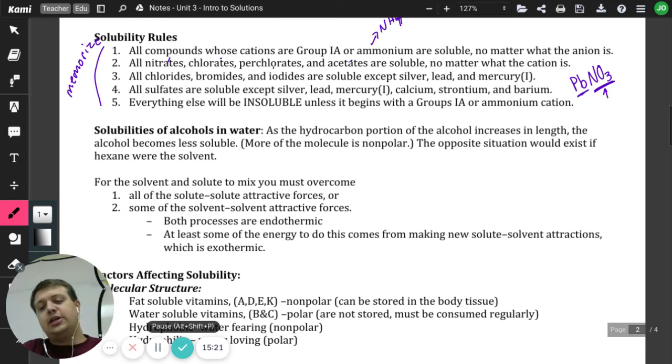And some of that energy is then going to be used to make those new attractions, which is then going to release energy, because anytime we see bonds being formed, we're going to see a release of energy. Why? Because that would mean that they are more stable. That means they've got a better use of that energy, so they require less energy to actually hold everything together.